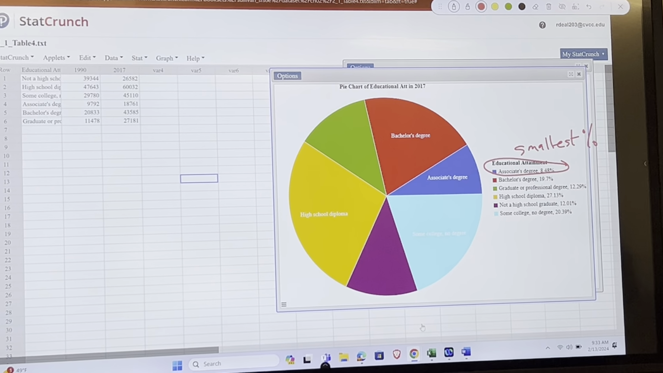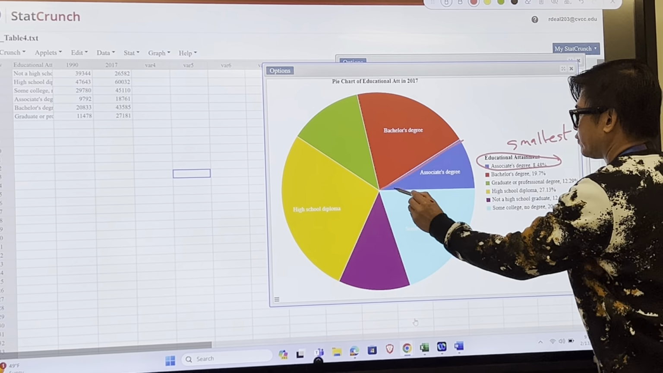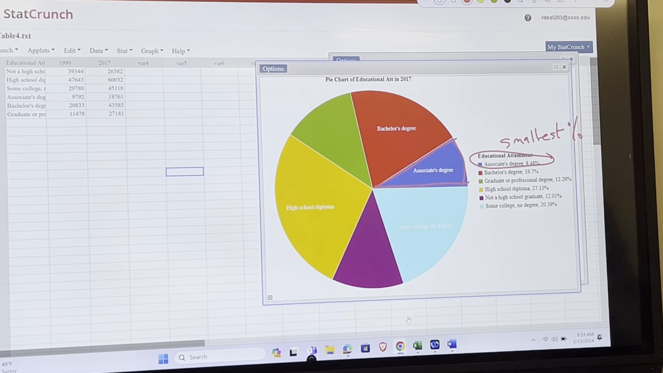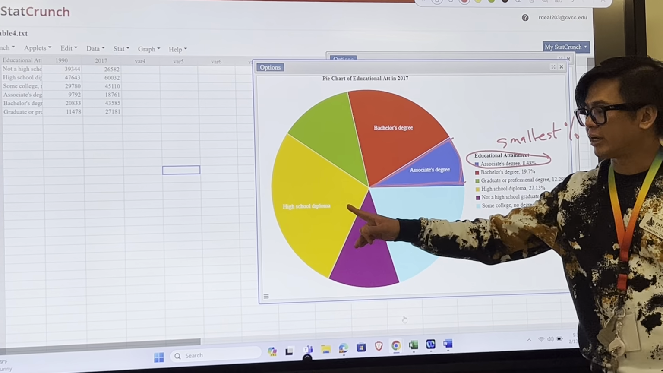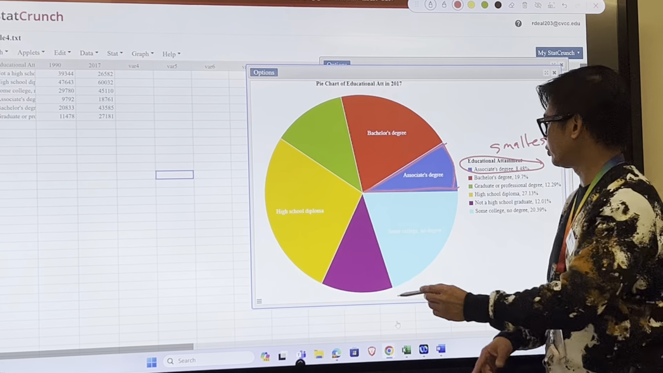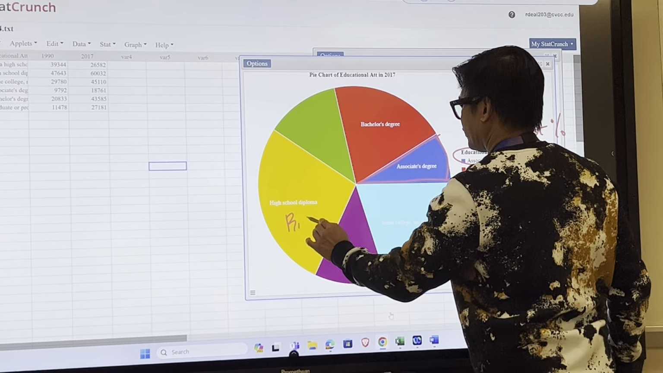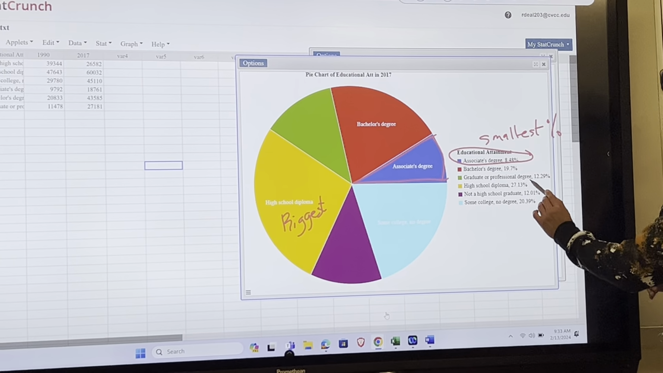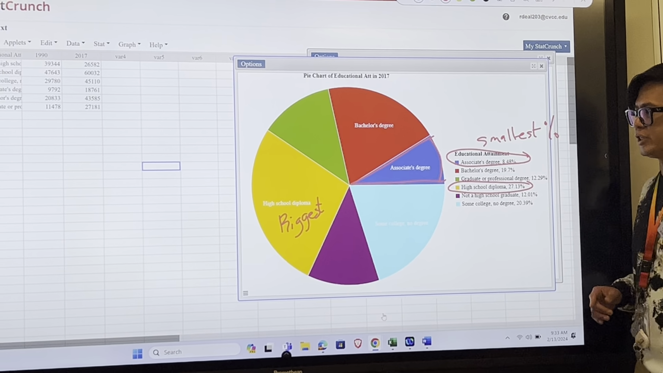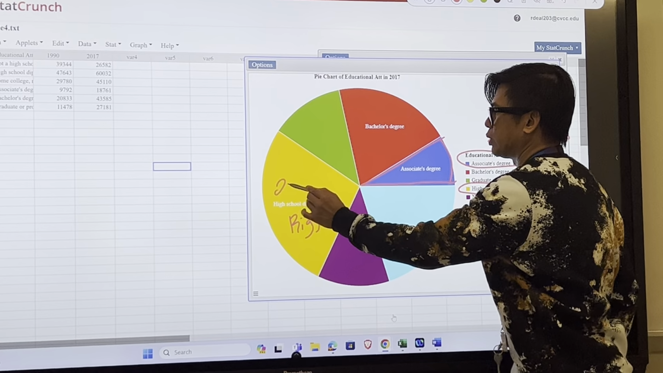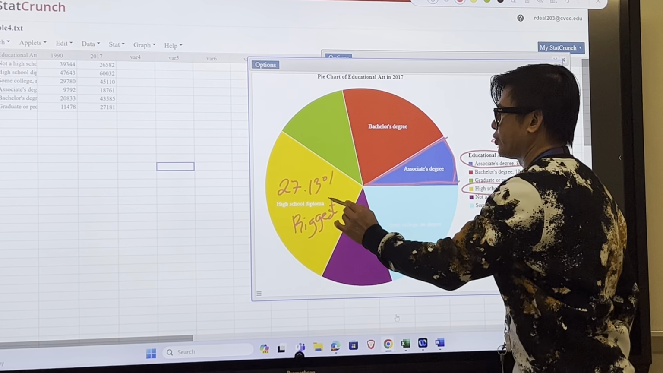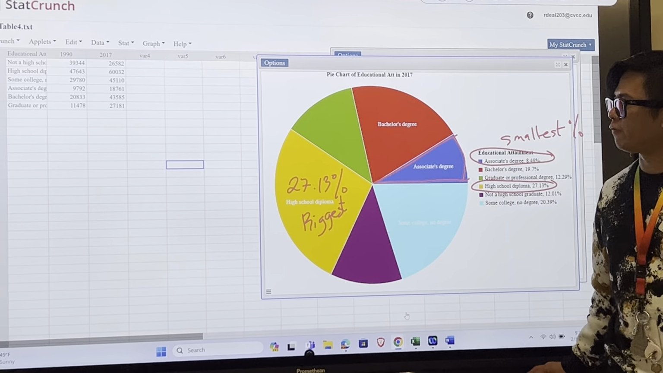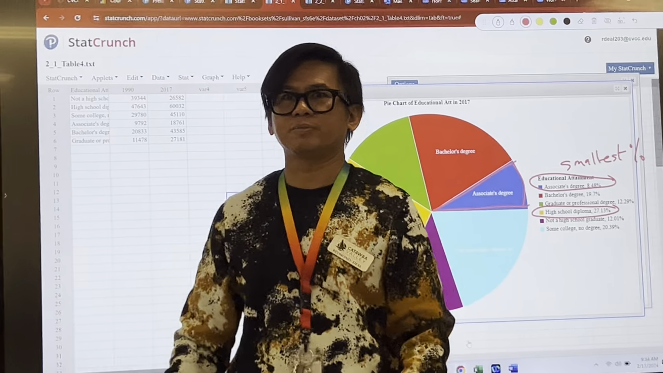And so you may notice in here, this one for such, right? And which one has the biggest part of the pie? That is the high school diploma, right? So this is the biggest part of the pie. High school diploma amounting to how much? 27.13%. So this here is, once again, 27.13% of, again, the total respondents.